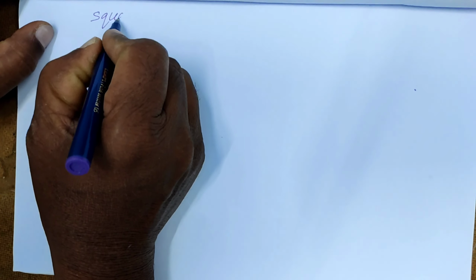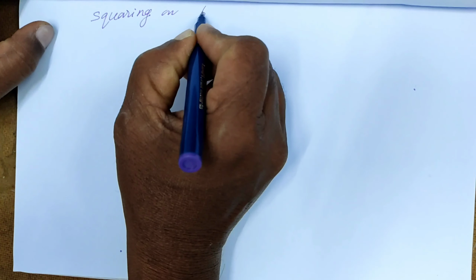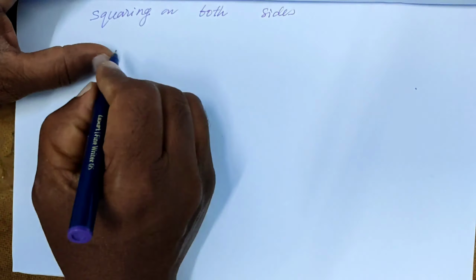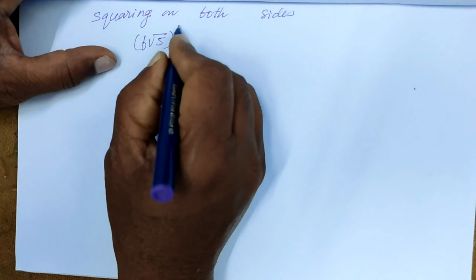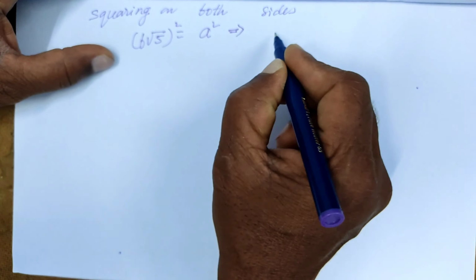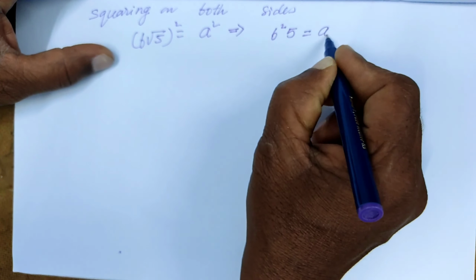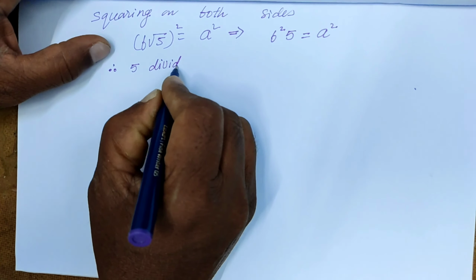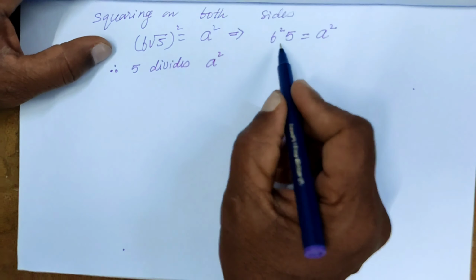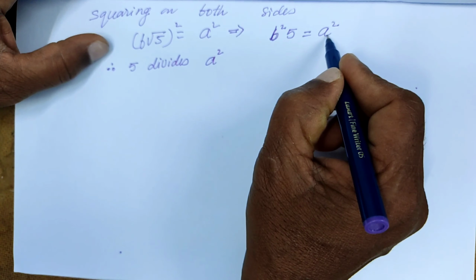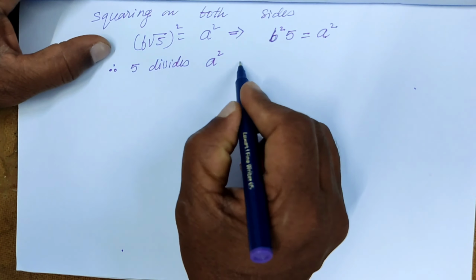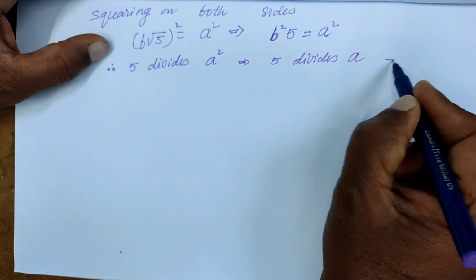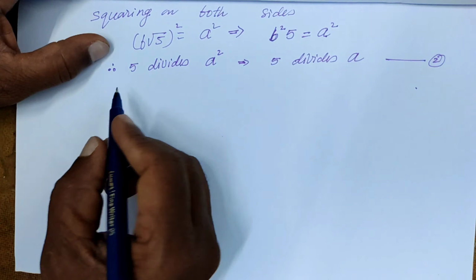So transposing b to the right side and squaring on both sides, what we get? b root 5 whole square is equal to a square, that is, b square into 5 is equal to a square. From this we can conclude that 5 divides a square. That means 5 divides a. Let it be statement 2.